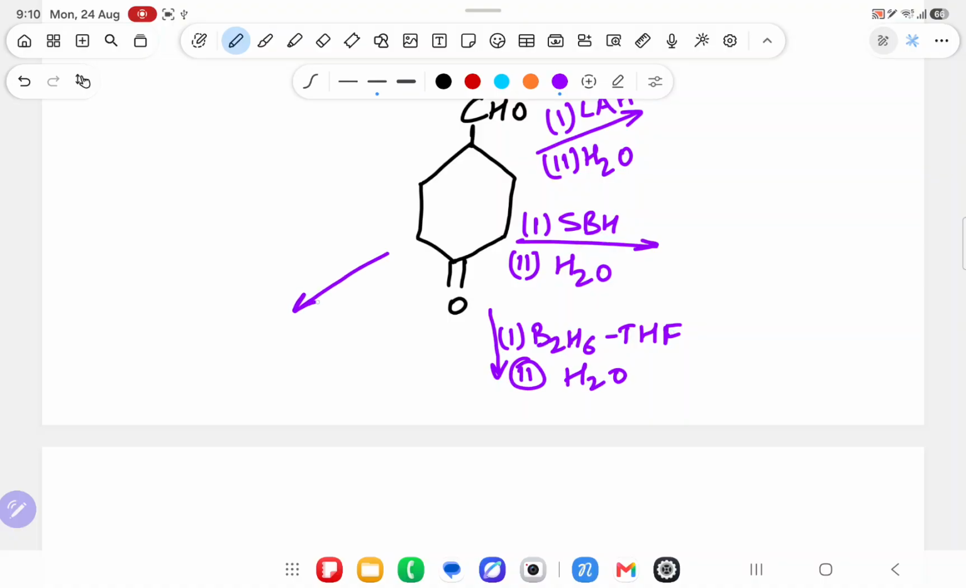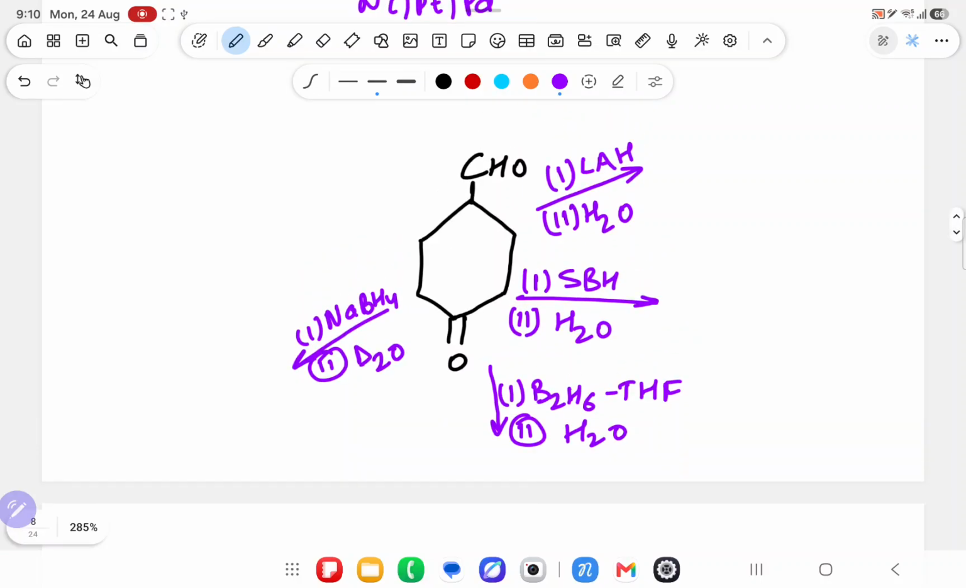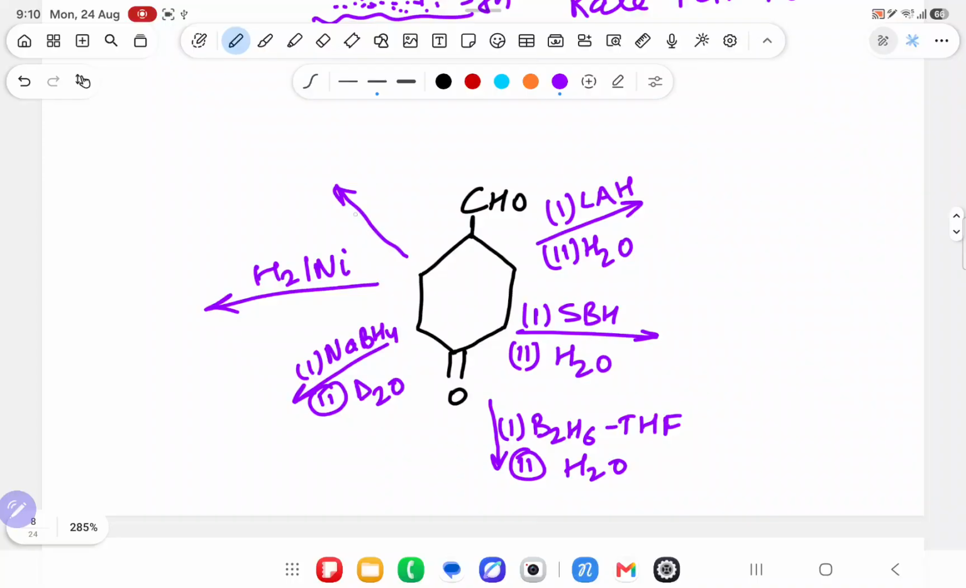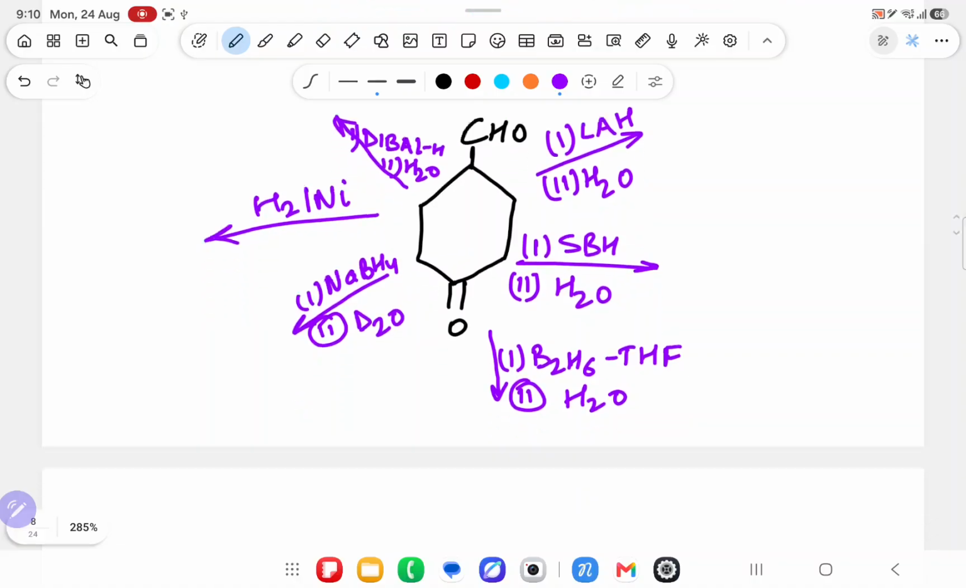Over here, another reagent, first one NaBH4 and second reagent is D2O. Fourth reagent we have taken H2 in presence of nickel, and fifth reagent we have taken DIBAL-H in presence of H2O. First reagent, second reagent. First question.